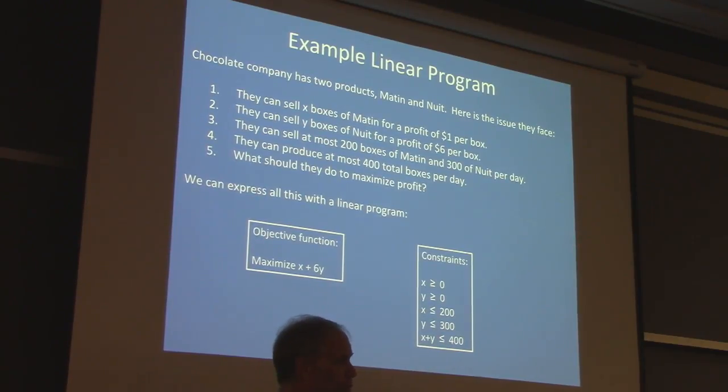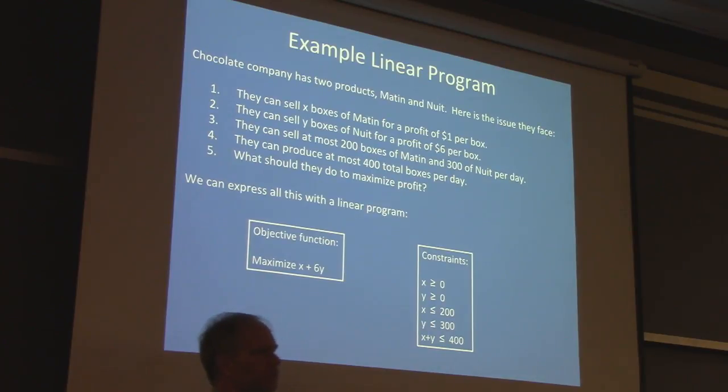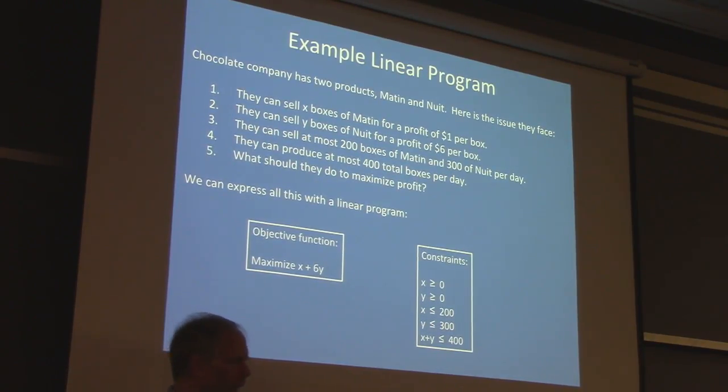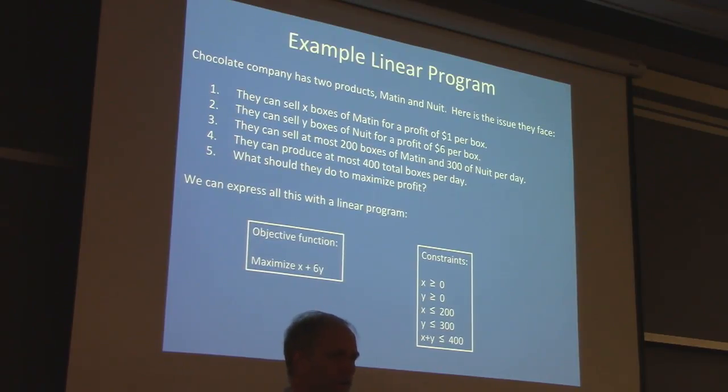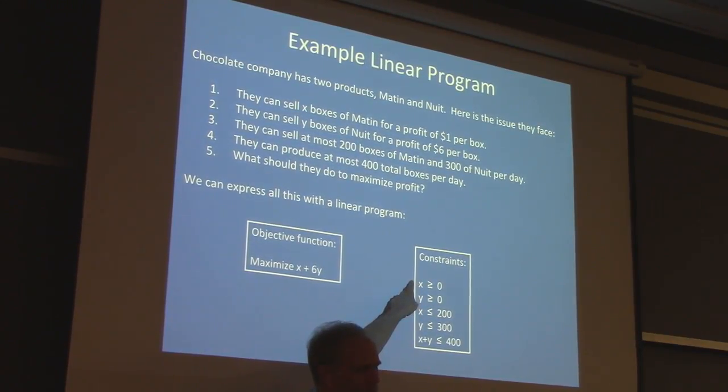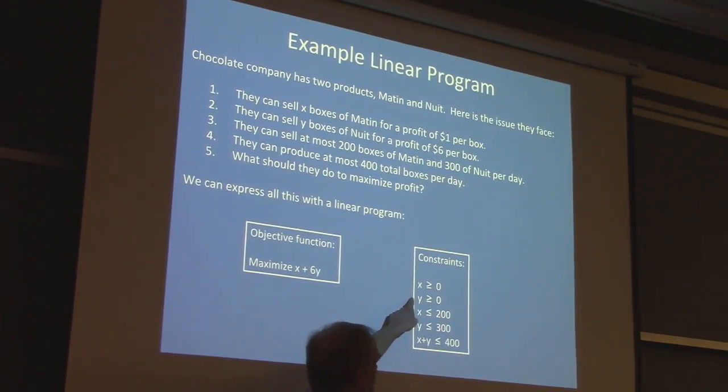The constraints use x, y, and constants. What makes this a linear constraint? You can't have x times y, or x times x. It's just going to be a constant times x combined with a constant times y. And then we use inequalities. So this says that you can't make a negative number of either kind.